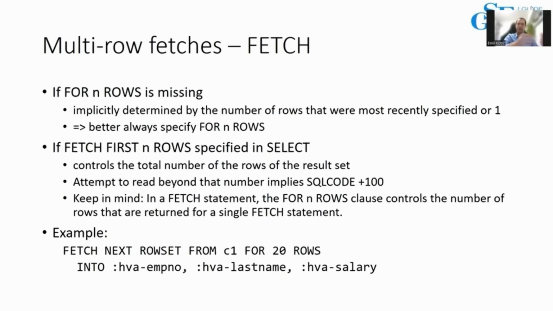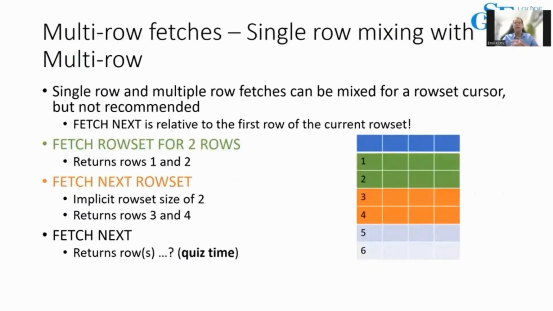In the last name, I will have all the last names for those 20 rows and so on. Now, as I mentioned, you can mix multi-row and single row fetches. So I have an example here. Fetch next is relative to the first row of the current row set. That's an important note here.